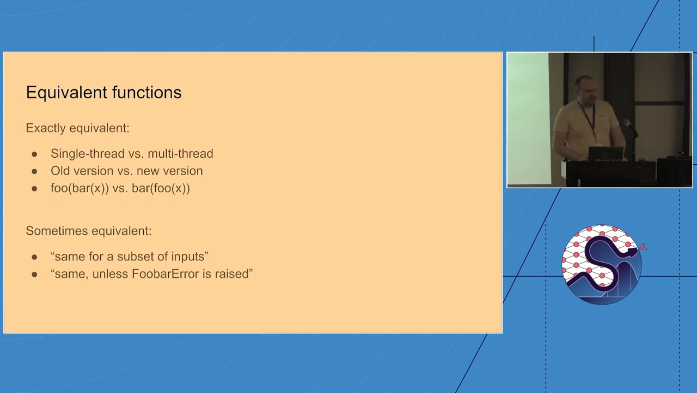Equivalent functions, I think, are great whenever they come up. They are a little situational. You don't always have an equivalent on hand. But it's often pretty easy to go like, well, I have this multi-threaded thing. Let me run it with one thread and with eight threads and check that I always get the same result. The old version or the new version, the Fortran version versus the Python version.